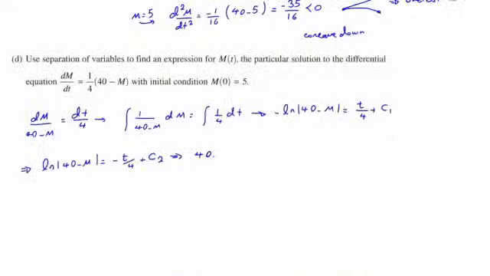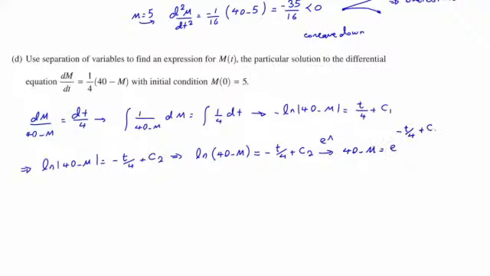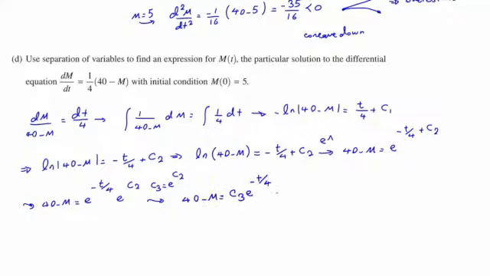So we can get rid of the absolute value: ln of 40 minus m equals negative t over 4 plus c2. Then we consider e to the power of these things. So 40 minus m equals e to the power of negative t over 4 plus c2. Then 40 minus m equals e to the negative t over 4 times e to the c2. Then we define c3 equal to e to the c2. So 40 minus m equals c3 e to the negative t over 4.